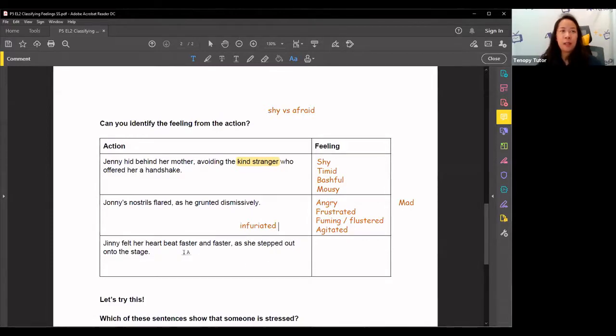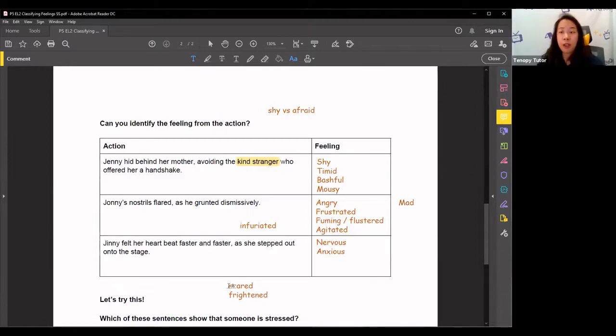Ginny felt her heart beat faster and faster as she stepped out onto the stage. How is she feeling here? Ah, Roshan, very good. How about the rest of you? I'm not going to say her answer yet. Very good, Elias, Aparmia. Thank you very much. Okay, now I'm going to address that word, Benjamin. Elias too. Okay, so now a lot of you are saying nervous and anxious. All right, now a lot of you are saying scared or frightened again.